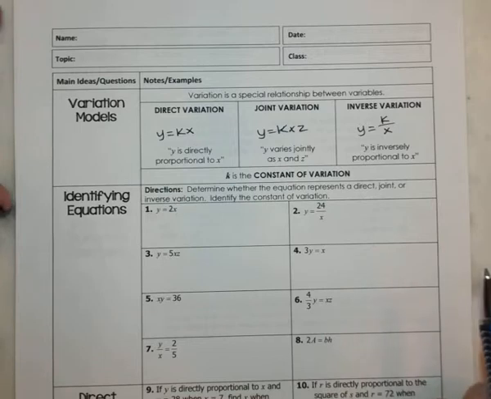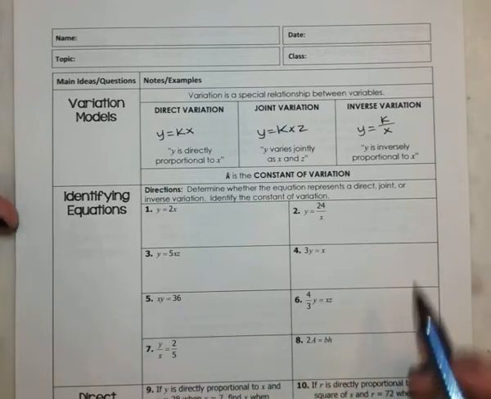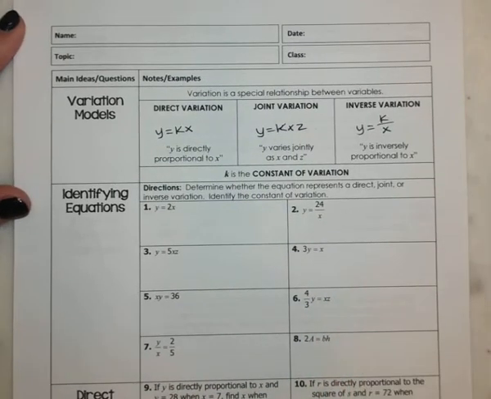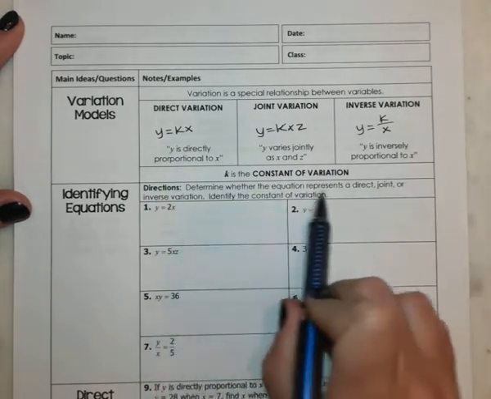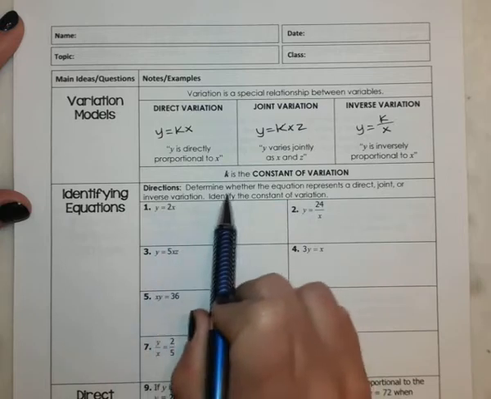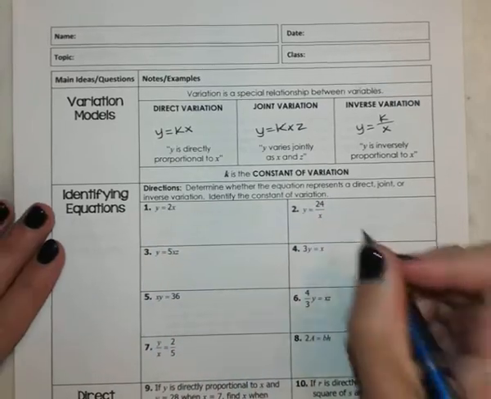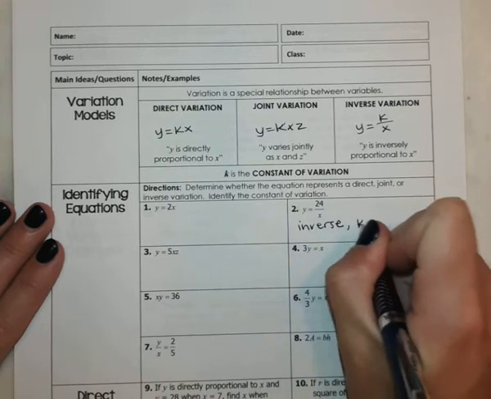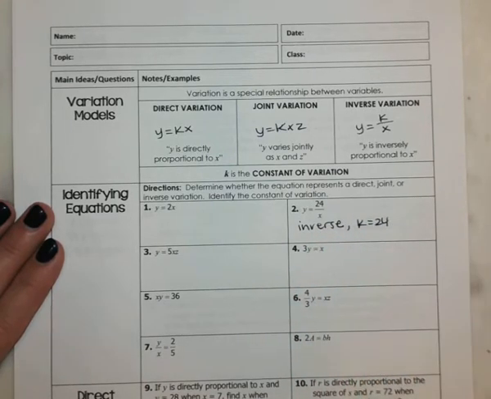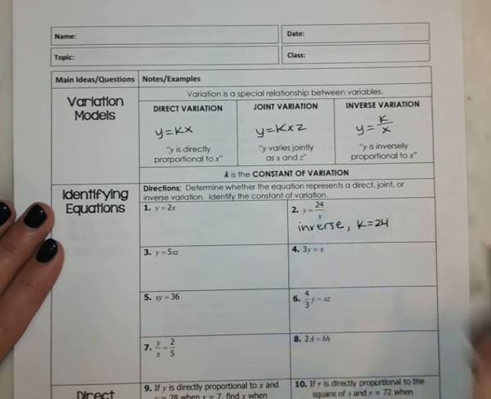First, we need to look at some of these problems. I'm going to do just the right-hand column and determine which one it is. It says determine if it's direct, joint, or inverse and identify the constant. So for number one, this is going to be inverse variation since we have division, and your constant is 24. Your constant will always be on top.